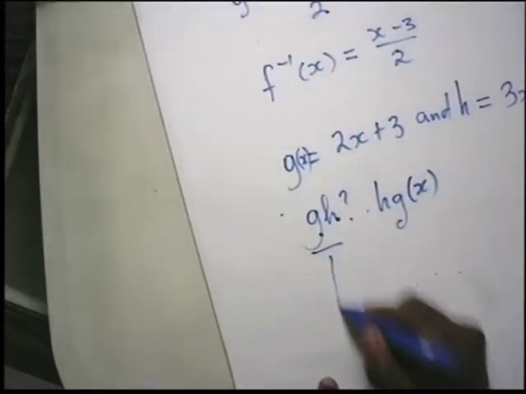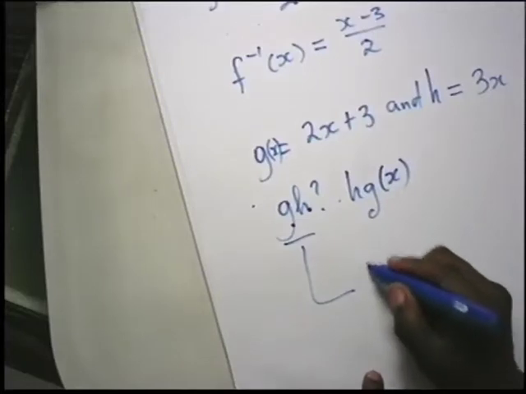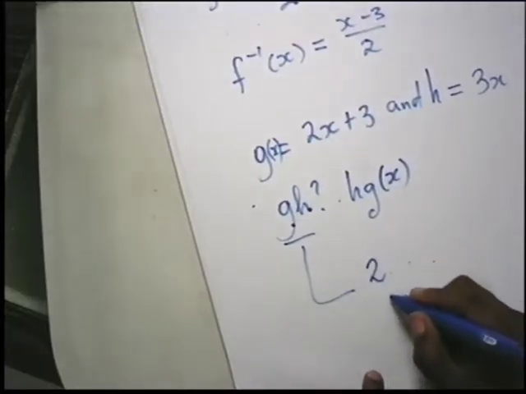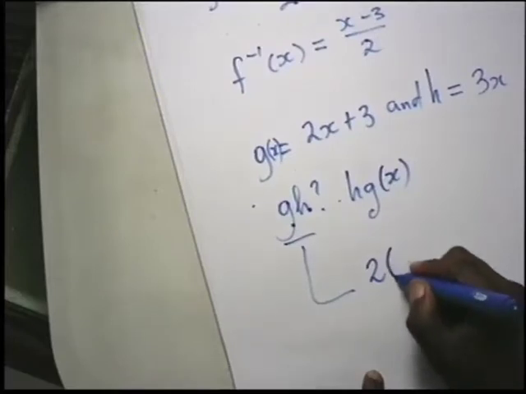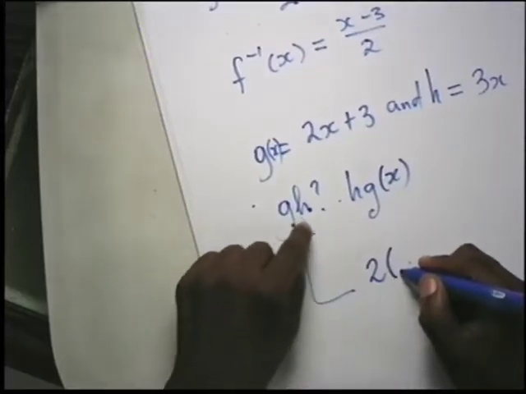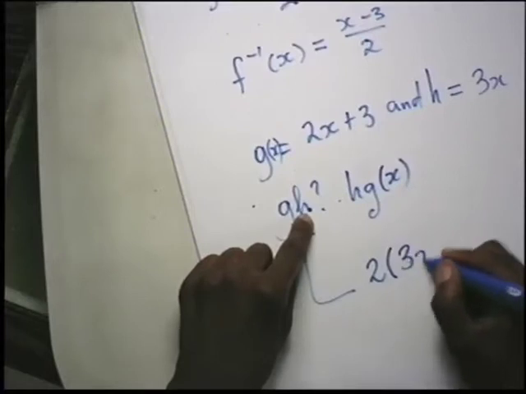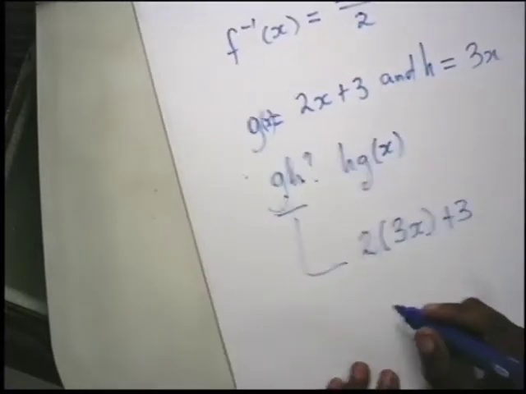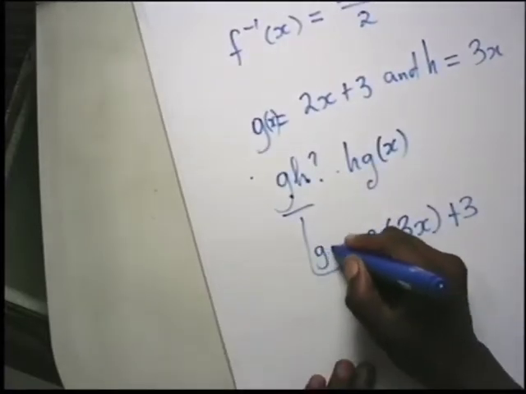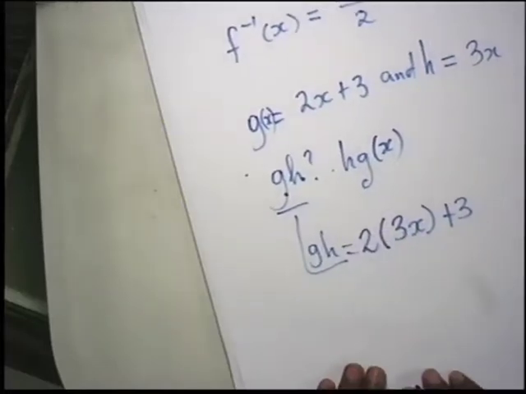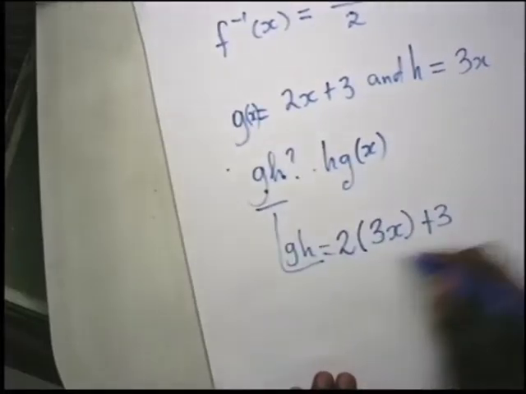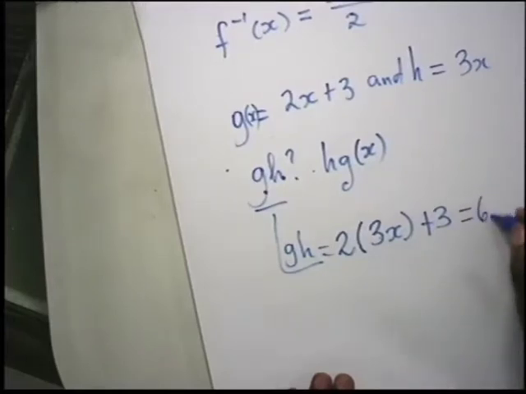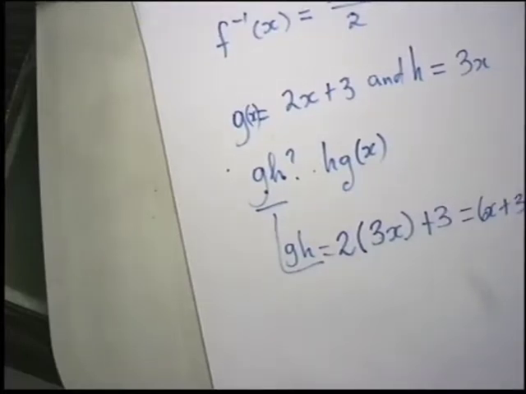So if we are to solve this one, I have g, which is 2x plus 3. Now wherever I see x, I'll put h, the whole of h, which is 3x, and then plus 3. Meaning that g of h is equal to that. And then you just simplify it so that it is 6x plus 3. So that is what you do. The same thing you can do for that.